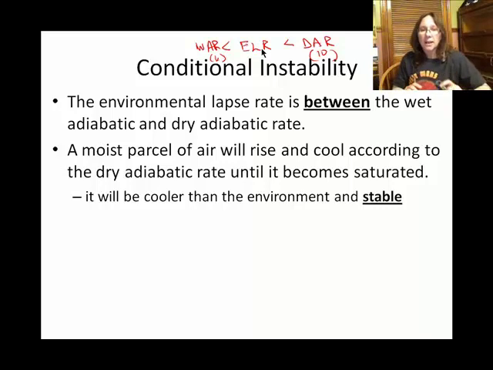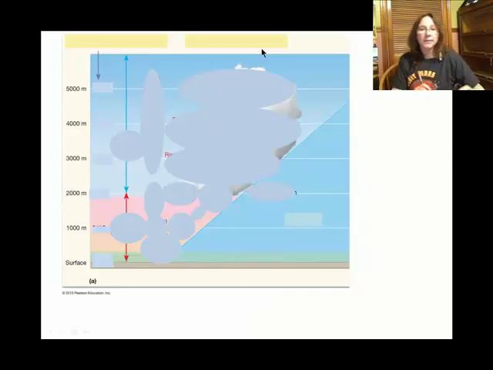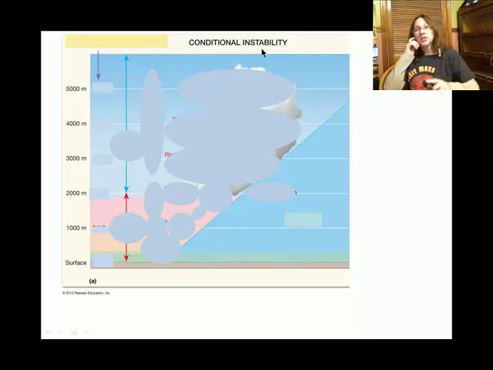But basically, we're going to see that it will tend to rise until it becomes saturated, and then it will have the tendency at some point to want to fall because it's stable. Okay. So let's look at an example of that. All right, so this is conditionally stable or conditional instability. Conditionally unstable? I don't know.